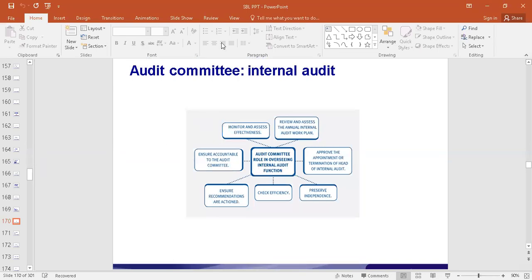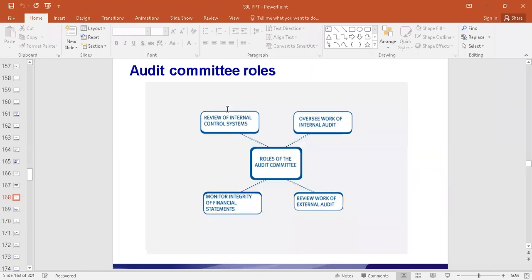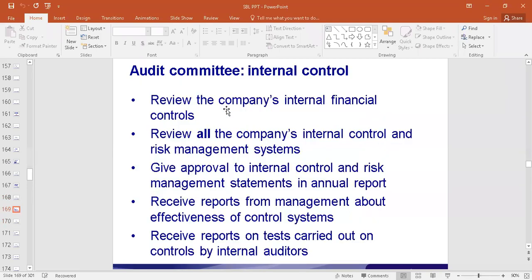See, the audit committee that is appointed consists exclusively of NEDs, non-executive directors. Of these NEDs, at least one should be a financial expert. Now, their work is to look into these areas: the internal control system, integrity of financial statements, review of the work of external audit, and internal audit. So this is about internal control.